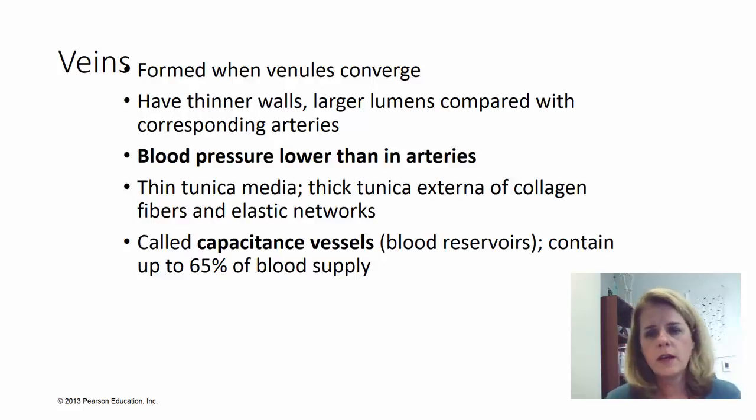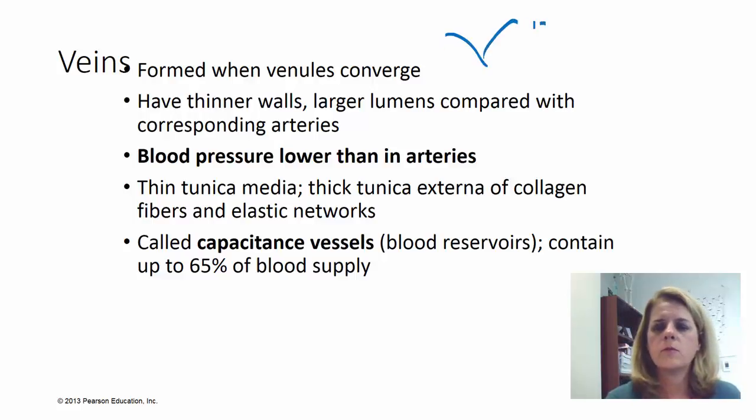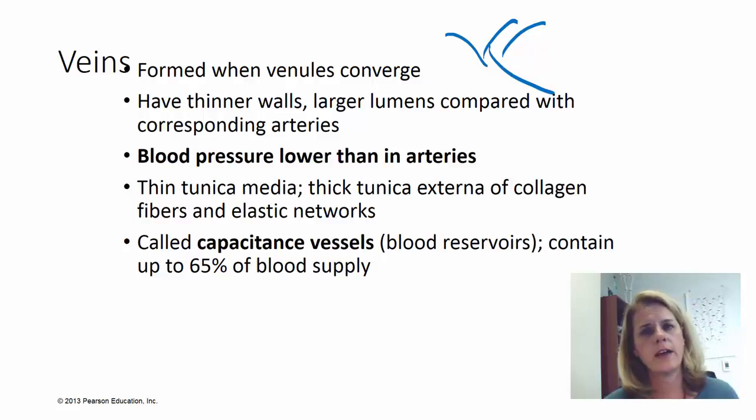So as two or more venules come together, they're going to start to make bigger and bigger veins. And so the veins become bigger and bigger the closer they get to the heart. So you have small veins in the toe, it becomes a bigger vein in the leg, becomes a bigger vein in the abdomen, becomes the vena cava, and then you have that big large vein going to the heart. They have very thin walls, very large lumens compared to arteries.